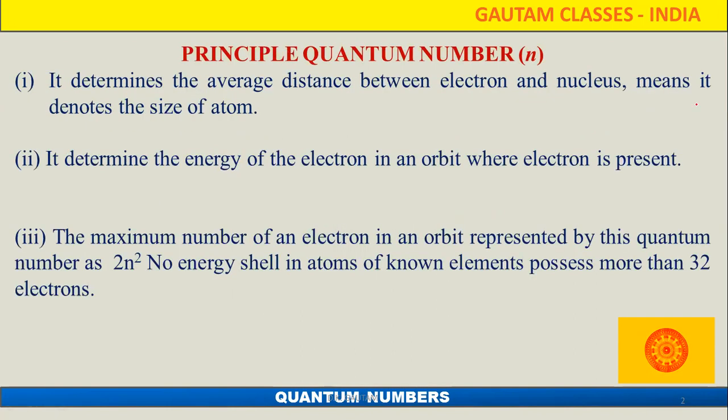So first is coming our principal quantum number. The principal quantum number is given by Bohr, and it determines the average distance between the electron and the nucleus, meaning it denotes the size of the atom.